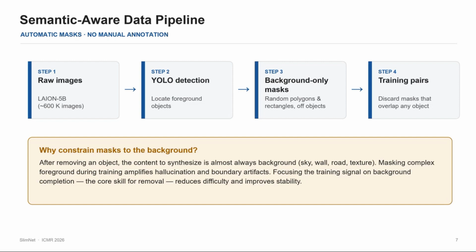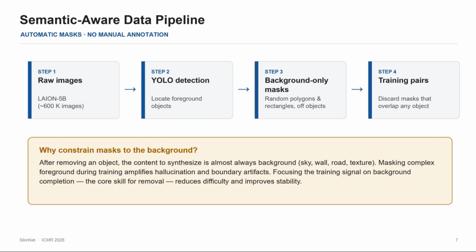Training is data, and we generated it automatically with no manual annotation. The pipeline has 4 steps. We start from raw line images, about 600,000 of them. We run YOLO to detect foreground objects. We then place random masks, polygons, and rectangles only in background areas, and we discard any mask that overlaps a detected object.